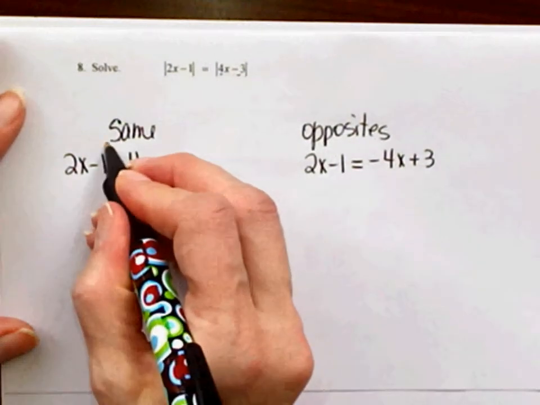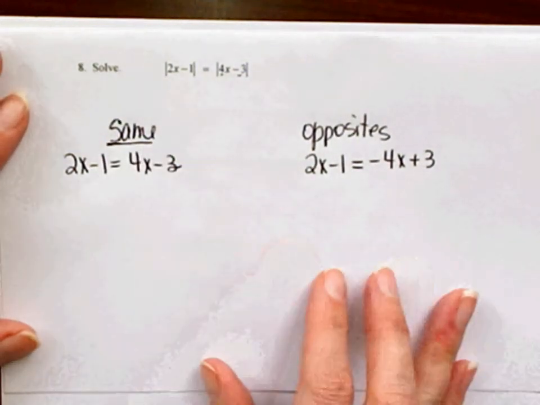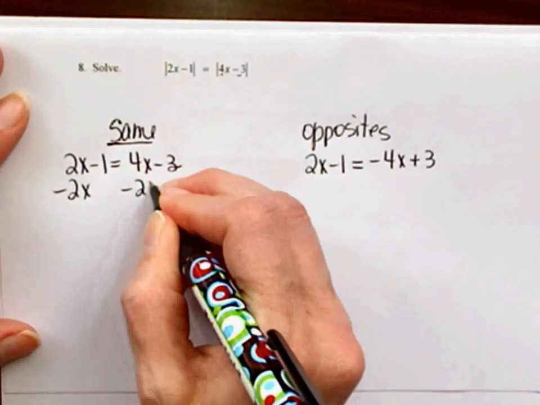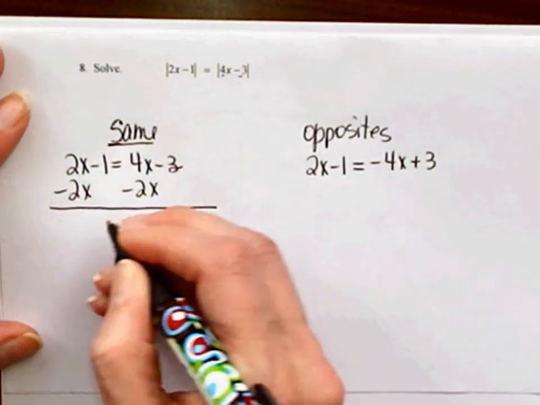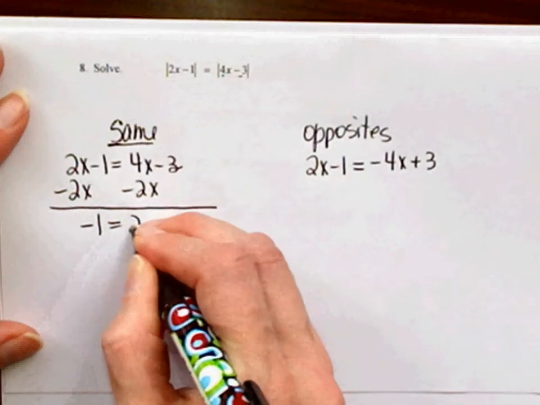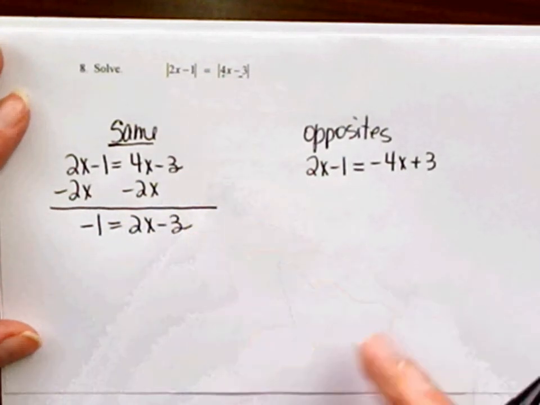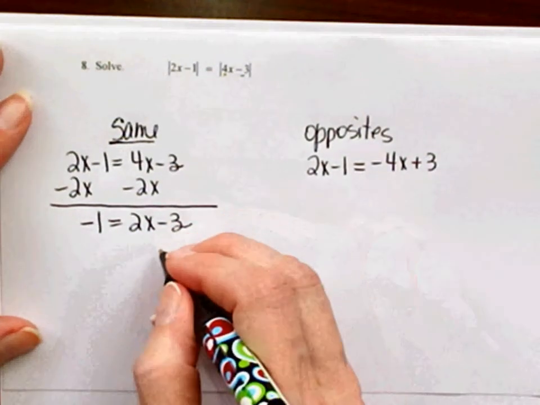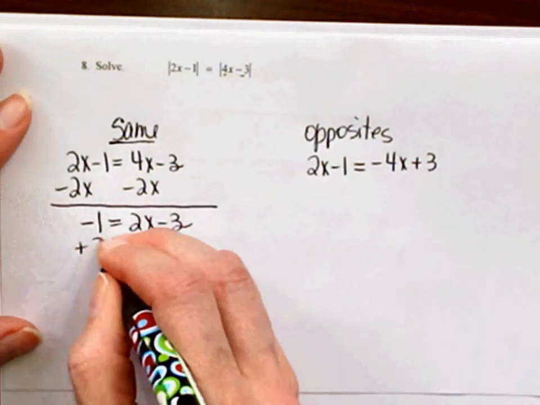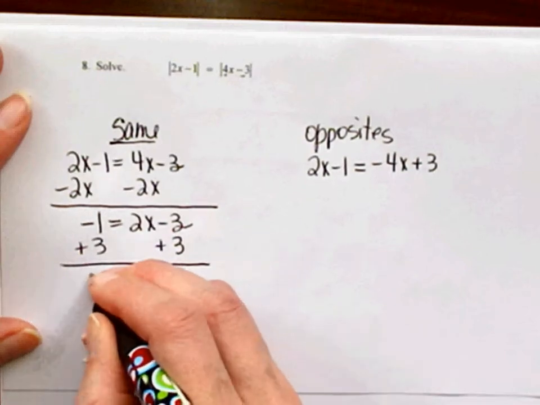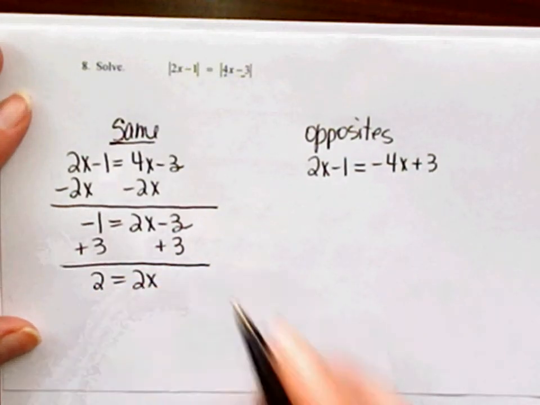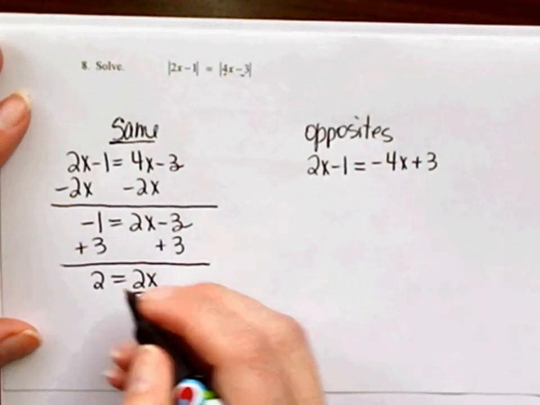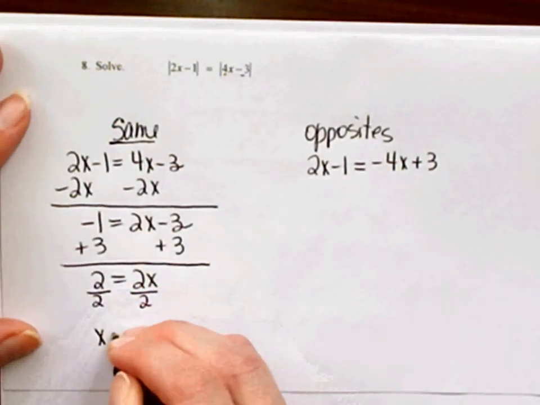Alright, so let's go back to this idea of same. I want my x's on the same side, so I'm going to subtract 2x. I have a negative 1 equaling 2x minus 3. We're going to add 3x. 2 is going to equal 2x. We're going to divide by 2. So we're getting x equaling 1.